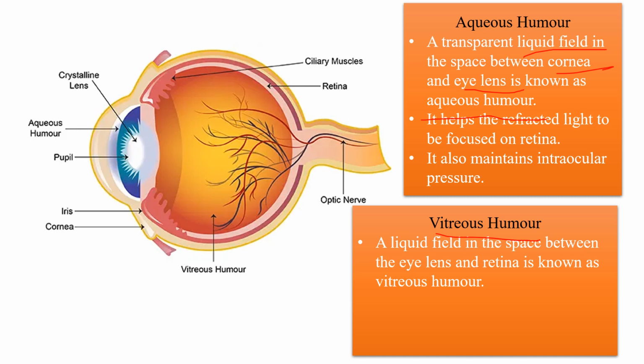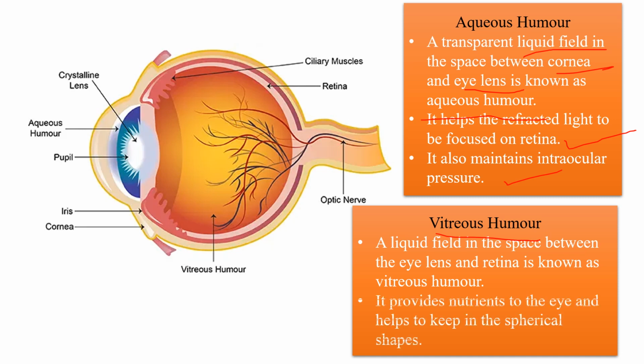And about aqueous humor, two more important things you should know, students: it helps the refracted light to be focused on the retina, and the second is it also maintains intraocular pressure. Okay? And vitreous humor, it provides nutrients to the eye and helps to keep it in the spherical shape. So this is the function of aqueous and the vitreous humor.